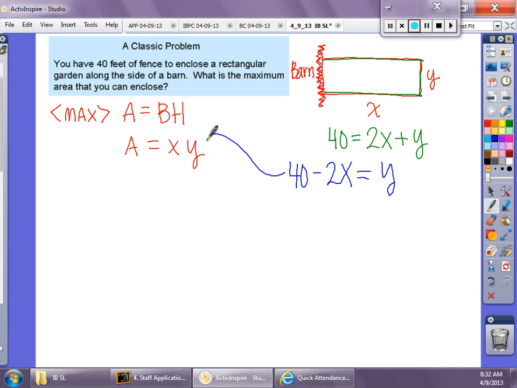All right. So we saw for y. We're going to substitute that in. So we substitute in. We get x times 40 minus 2x. Then you just double check. You should only have one variable when you optimize. Okay, only one. My variable here is x.